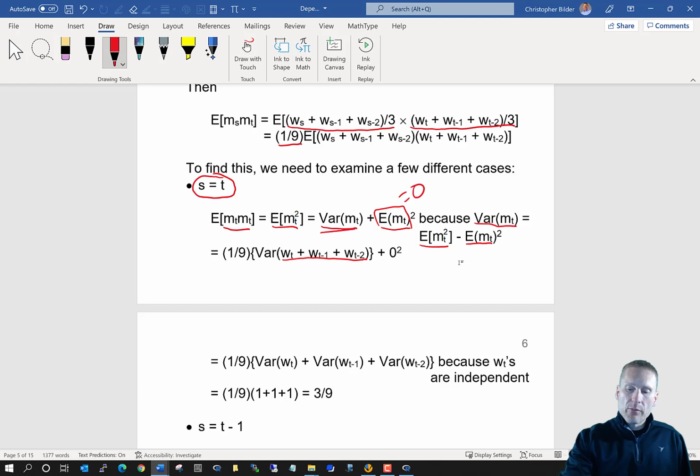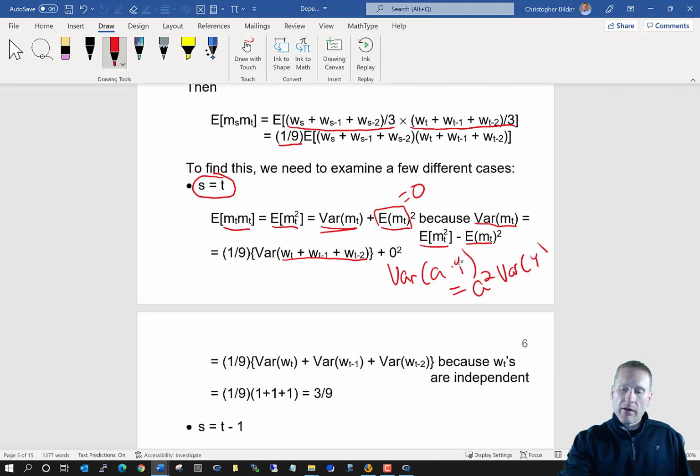Then again, using properties of variances. Suppose I have a constant a and a random variable y. If I want to find the variance of a times y, this is equal to a squared times the variance of y. So I can factor out that 1/3 that would be in the moving average. It's factored out as 1/9. And now I have the variance of w sub t plus w sub t minus 1 plus w sub t minus 2.